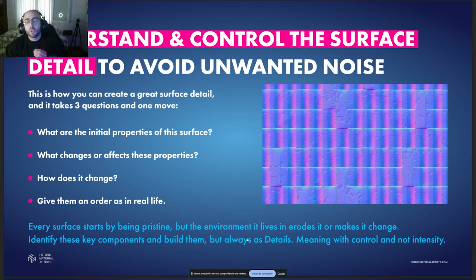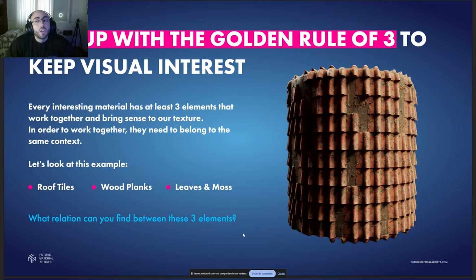Giving them an order is super important. That's why I'm telling you, start with something that is pristine, and when you have done the part that feels pristine, then you can move on to the area where you start adding cracks, holes, sunburns. Those details are amazing, but they need to make sense, so you need to guide them forward. For this kind of material, you also need to keep up with something I call the golden rule of 3.